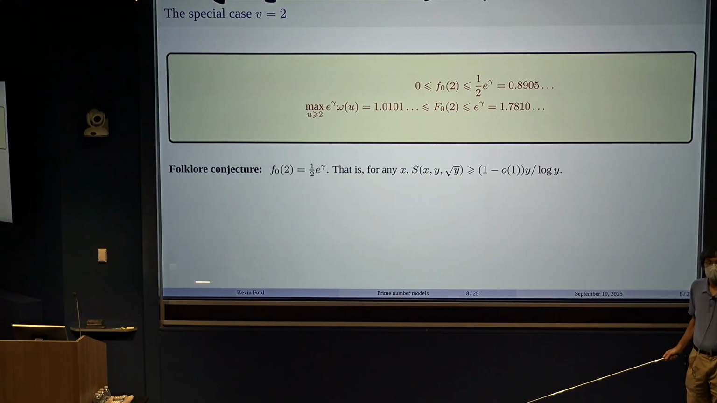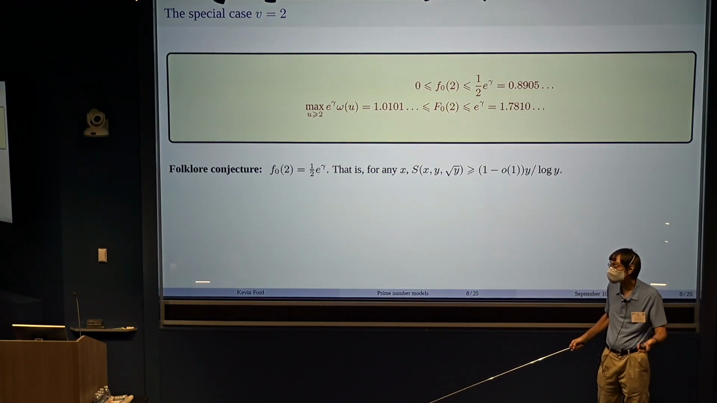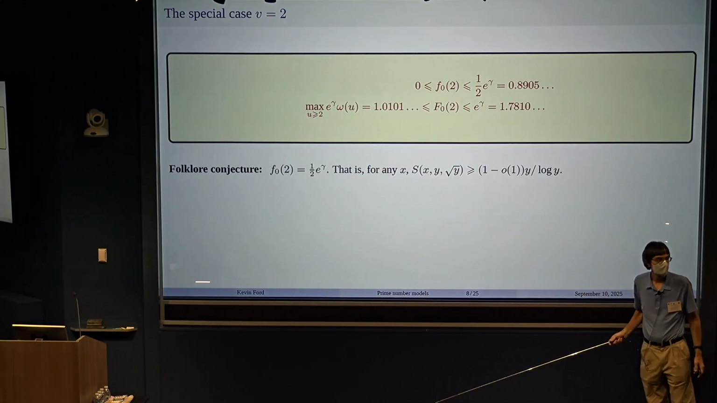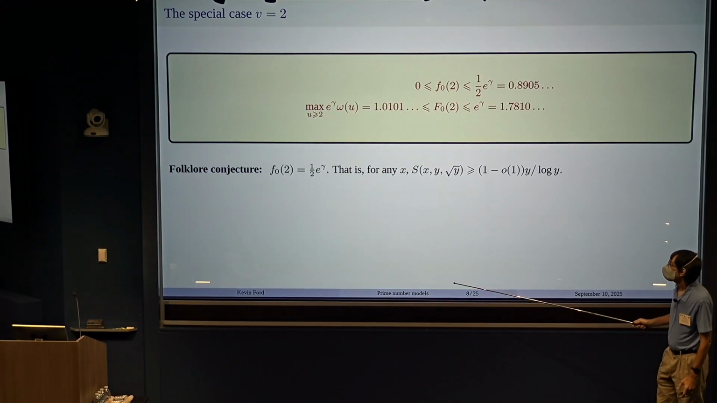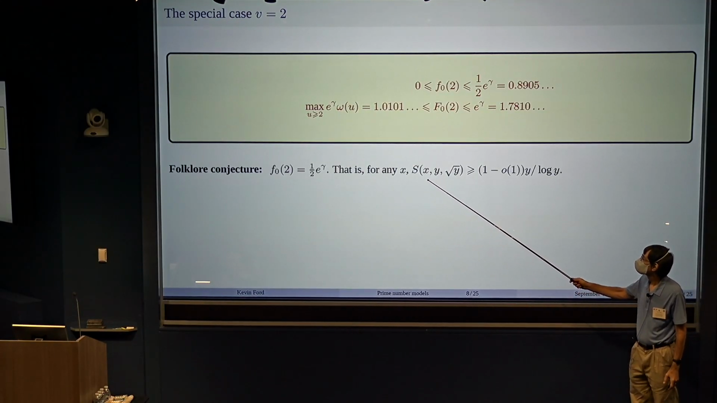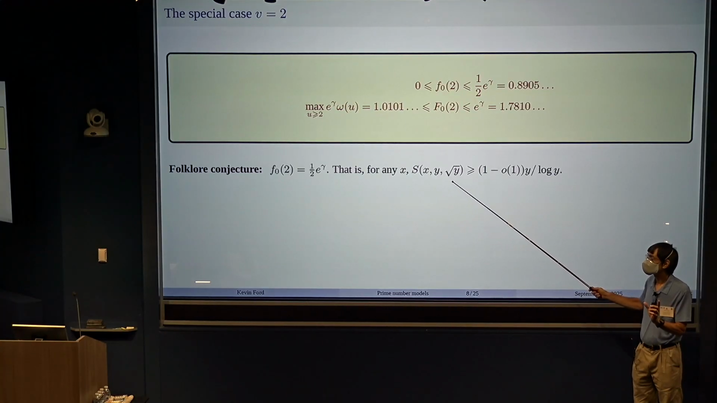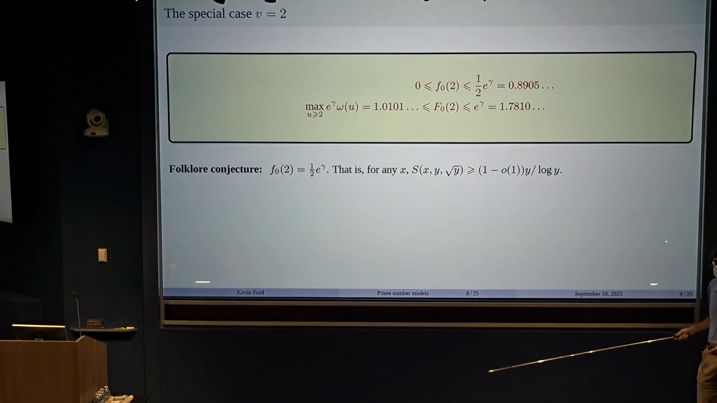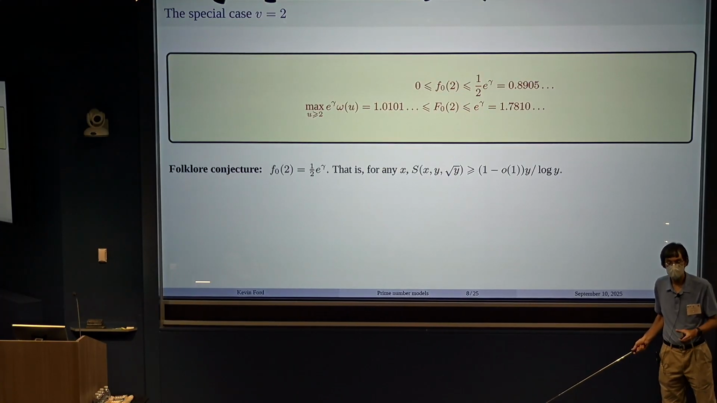In some papers, I've seen a folklore conjecture. I'll call it a folklore conjecture. Some people have mentioned it, that they believe that it's true, that little f2 is 1/2 e to the gamma. Now let's translate that. What does that mean? It's another way of saying this is that for any starting value of x, if we sieve an interval of length y by the primes up to square root y, we can never have a residual set that is smaller than what we get from when we start at x equals 0. In other words, what we get from counting primes.